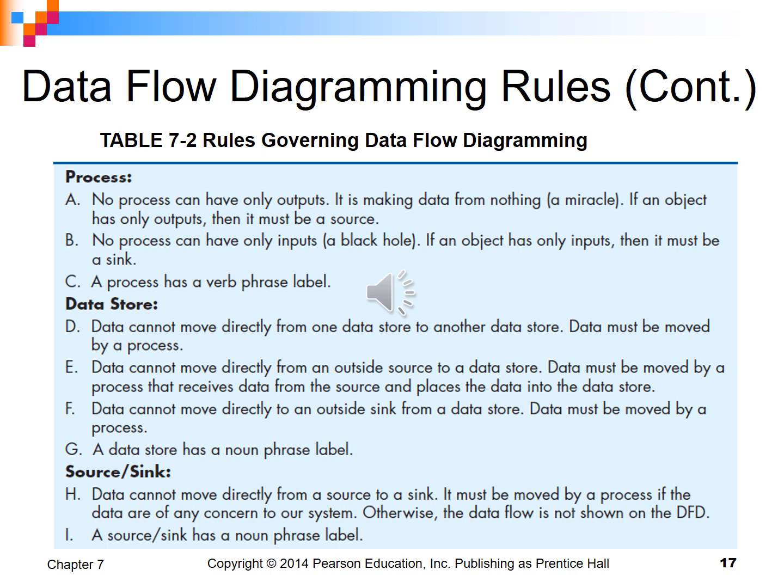The third one is a source and sink. Data cannot move directly from a source to a sink. It must be moved through a process if the data are of any concern to our system. Otherwise, the data flow is not shown in the DFD. A source or sink has a noun phrase label and is represented by a square.